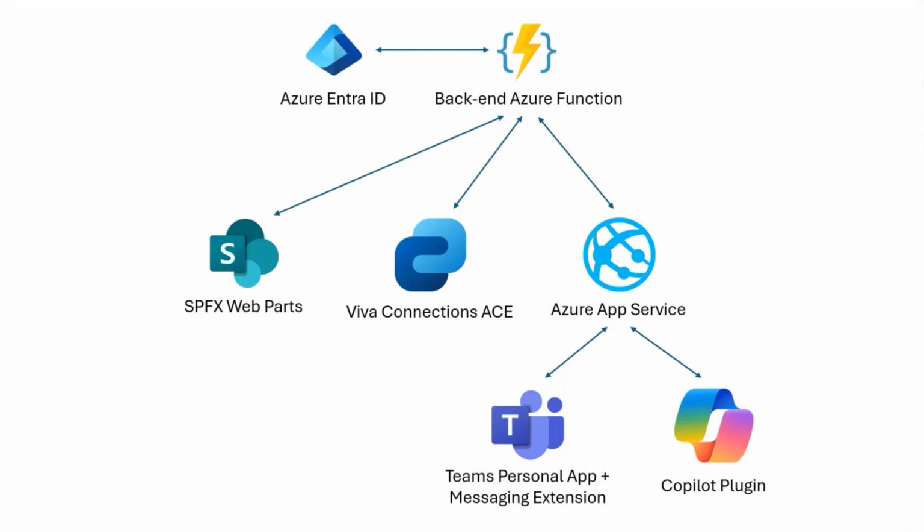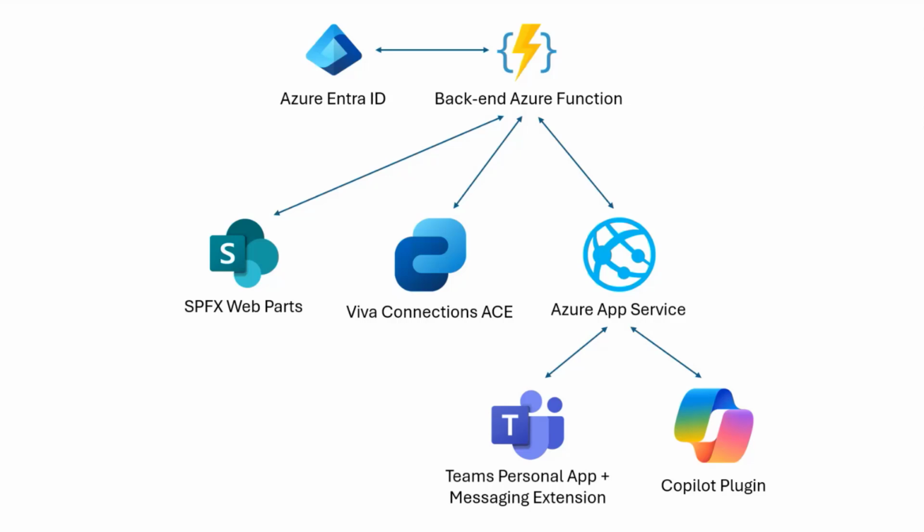Just to give you an idea, this is a really high-level architectural diagram of the solution, where for sure we have Entra ID in place, because all of this security is based on Entra ID, which is taking care of the user authentication and issuing the tokens and securing the communication across all of the communication channels. Then we have SharePoint Framework web parts, which can be used to host the web parts in SharePoint Online or for hosting the personal app in Teams, as well as for the Viva Connections adaptive card.